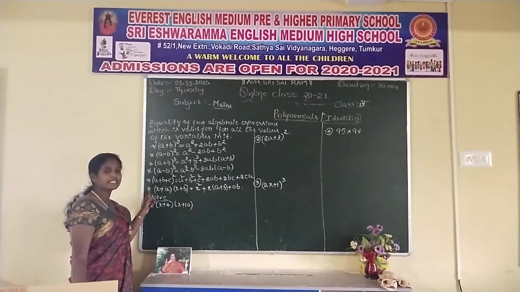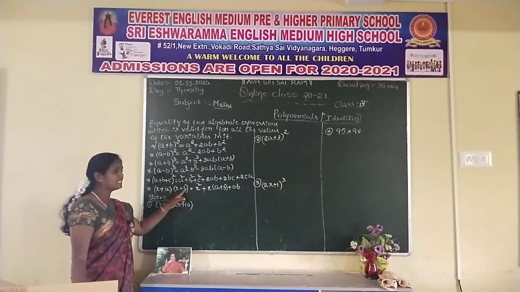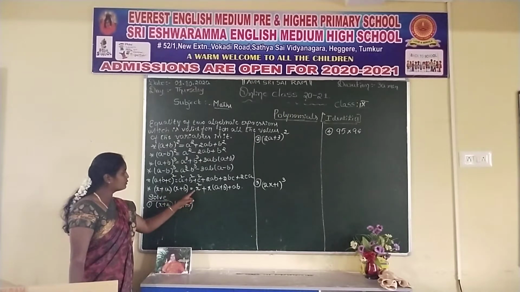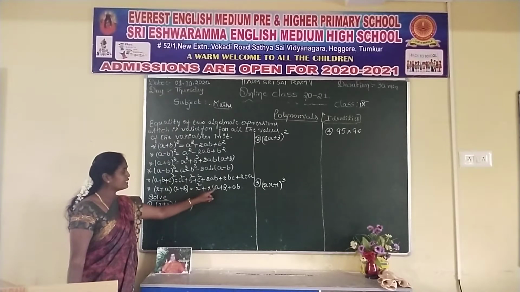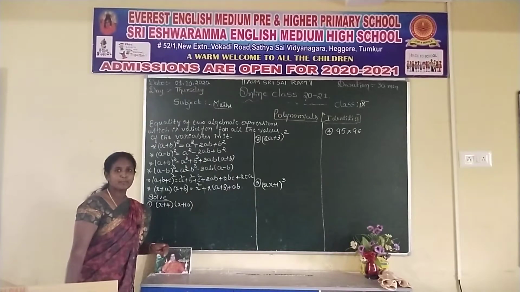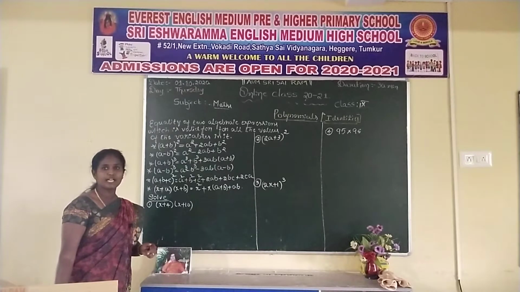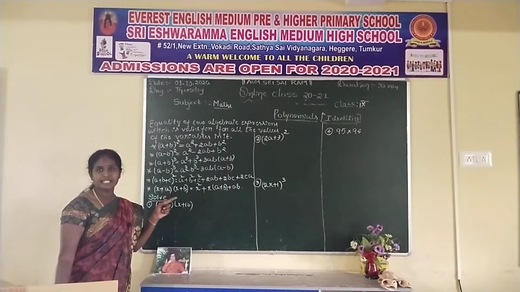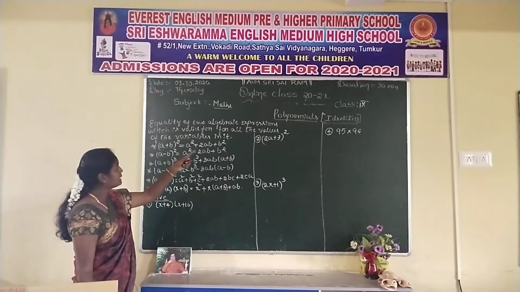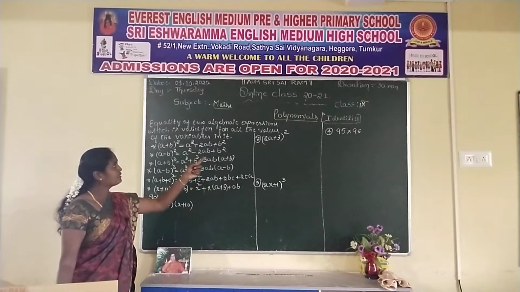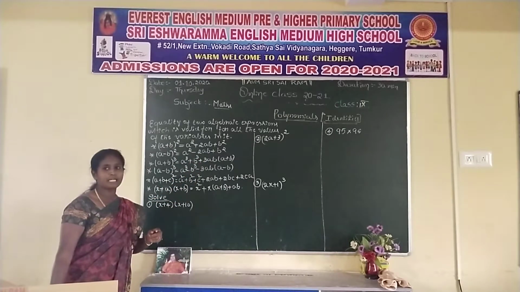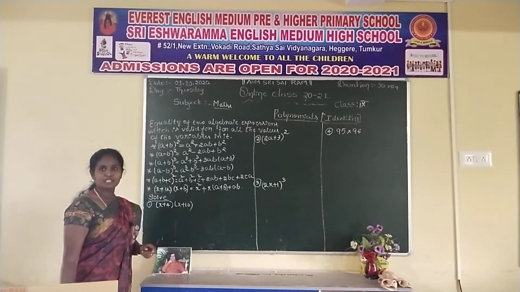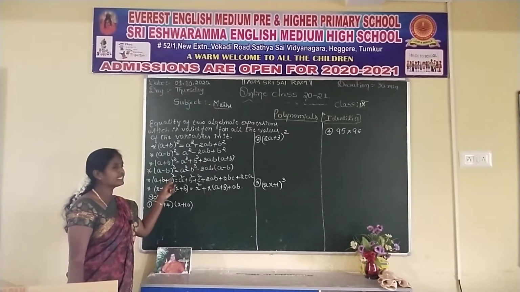The sixth identity is (x plus a) into (x plus b), the product of two binomials, equal to x square plus x into (a plus b) plus ab. These are the identities we are using. An identity is true for all the variables, and the algebraic expressions are valid for all the values of the variables. Here we use two algebraic expressions. Once again I will revise these identities.